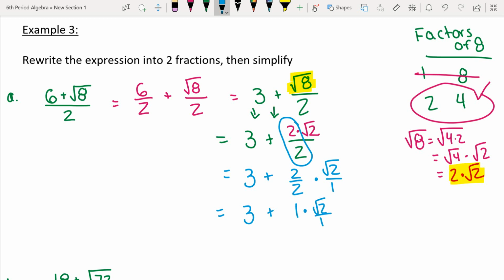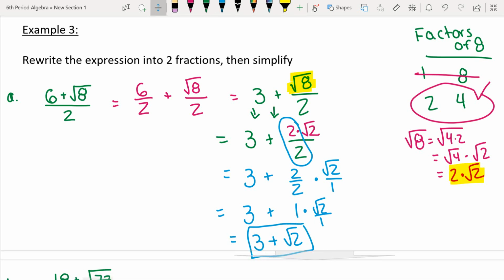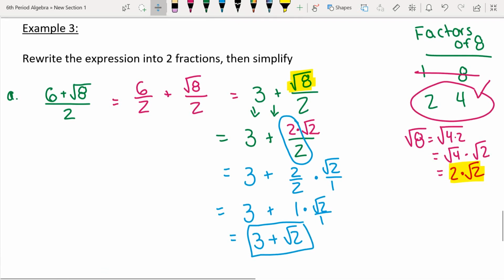Square root of 2 over 1 is just square root of 2. And so square root of 2 times 1 is square root of 2. So this gives me a final expression of 3 plus square root of 2. We took this ugly fraction and we simplified it down to something that looks a little nicer, though you might be like, I hate this.